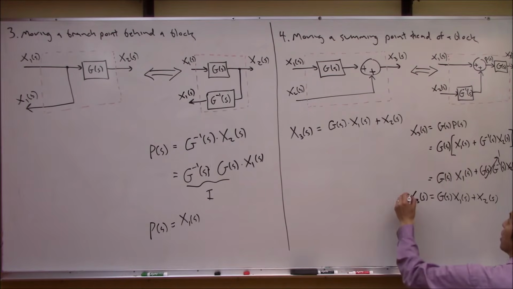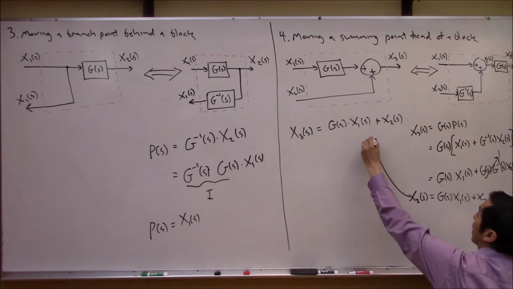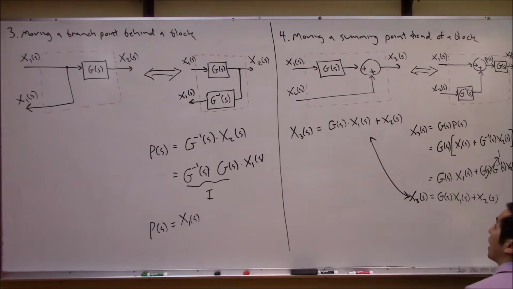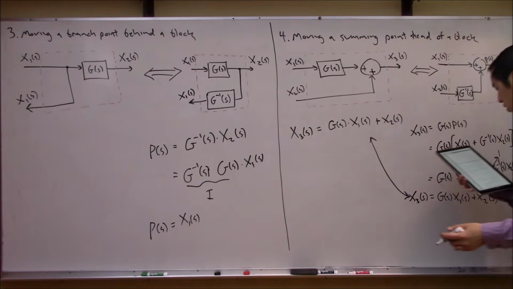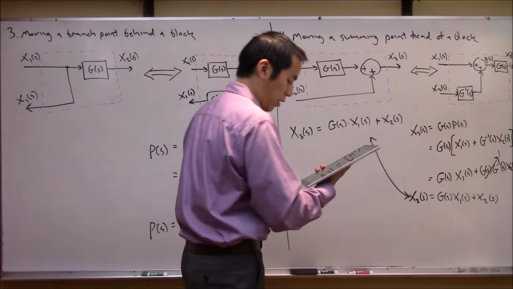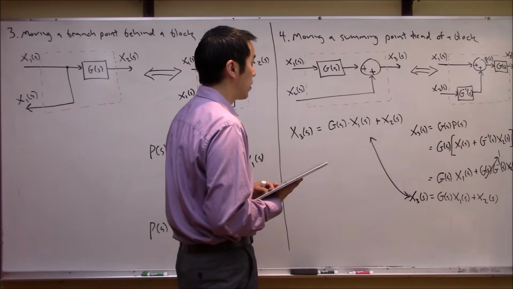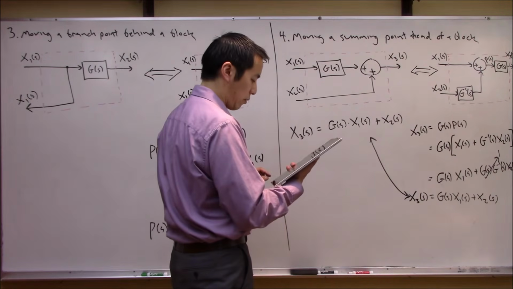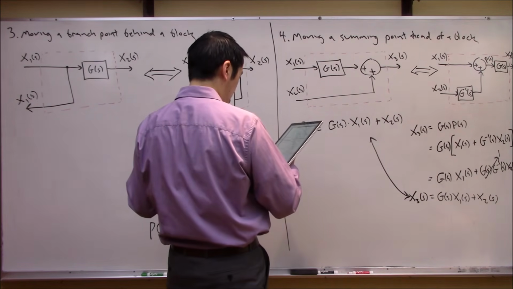Great. And if you look here, we can compare and see that, yes, indeed, on both sides that's the relationship between the input and the output. They should have the same input-output relationship here, right? So that should work. Okay, so again, those two are equivalent diagrams. Okay, let's do the reverse here. So number 5 would be, how about moving the summing point behind the block?